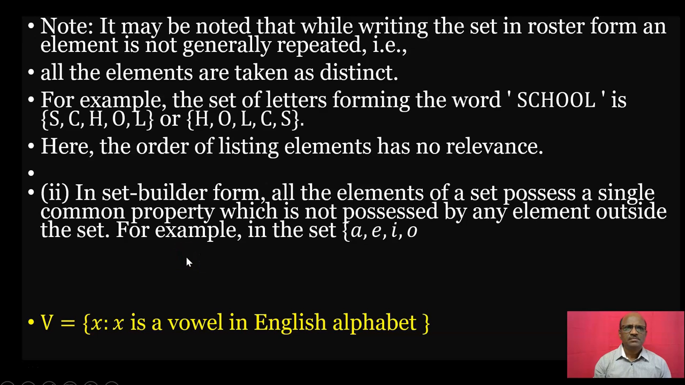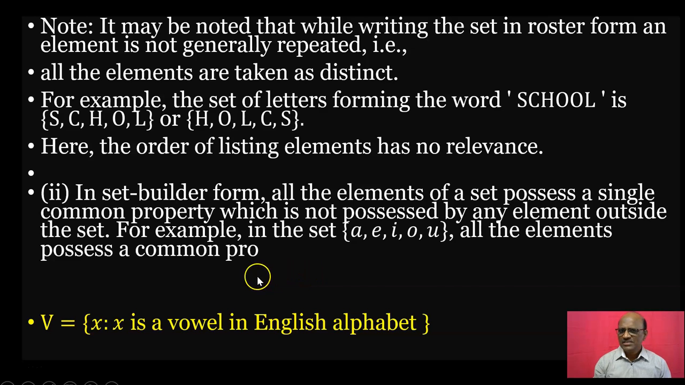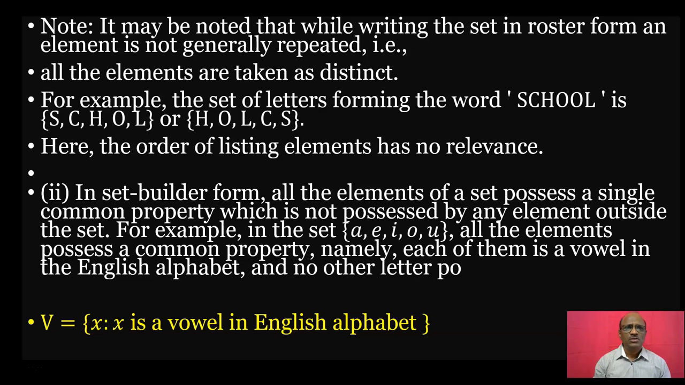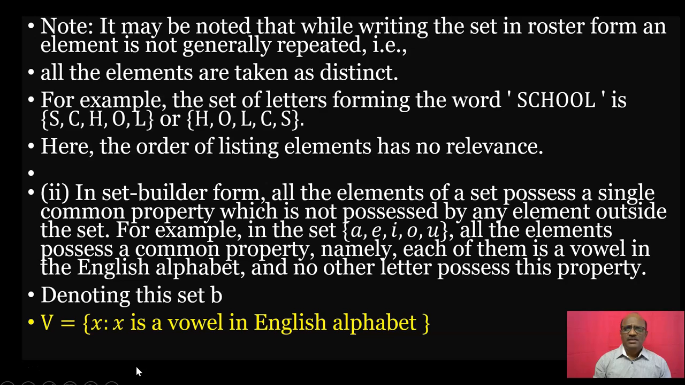For example, in the set {a, e, i, o, u}, all the elements possess a common property, namely, each of them is a vowel in the English alphabet, and no other letter possesses this property. Therefore, denoting this set by V, we write it. What is that property? V = {x : x is a vowel in the English alphabet}.